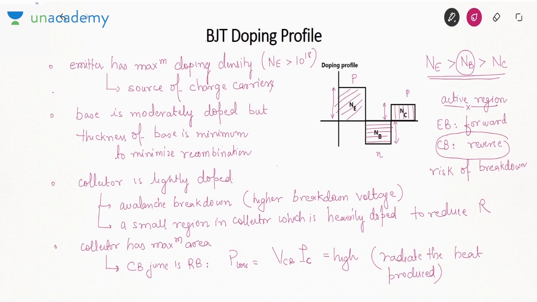So these features about the doping of the BJT, you need to remember that emitter is highly doped. Why? It is the source of charge carriers. Base is moderately doped and thin because we want less recombination. Collector is lightly doped and area is highest. Light doping to increase breakdown voltage, highest area to dissipate the power or the heat generated.